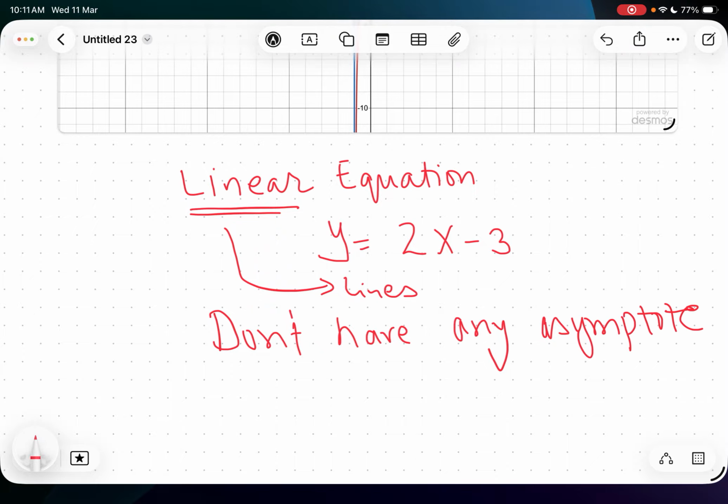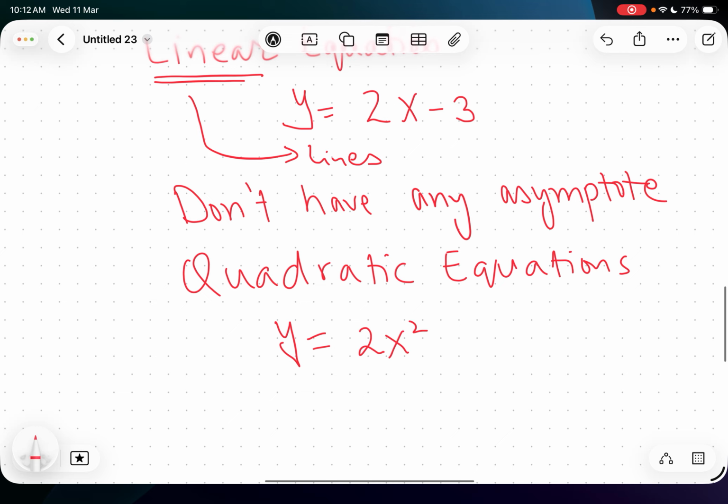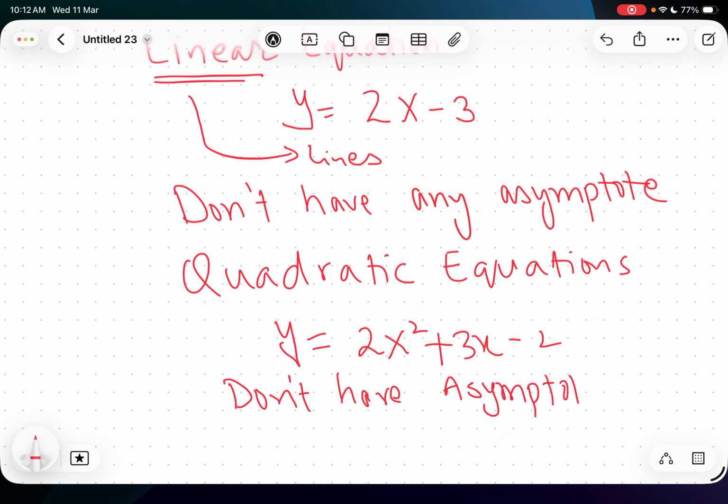And then we studied quadratic equations. Quadratic equations look like this: y equals 2x raised to the power 2 plus 3x minus 2. Let's say this is a quadratic equation. Quadratic equations also do not have an asymptote. So these two types of equations won't have any asymptote, so you should not be worried about them.